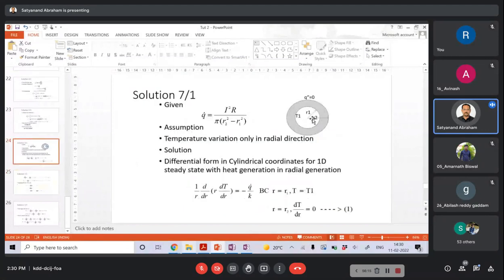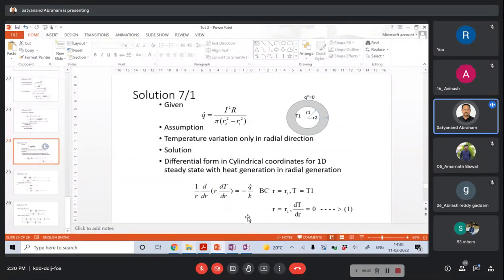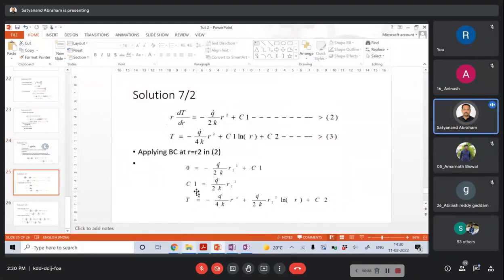Here we can see that we have to integrate it twice. So integrating twice, you get the temperature profile like this, with C1 as well as C2. Then we apply the first boundary condition, at r = r2, dT/dr = 0. If you put that in, you get some C1 value.